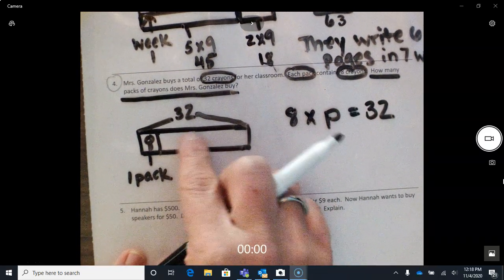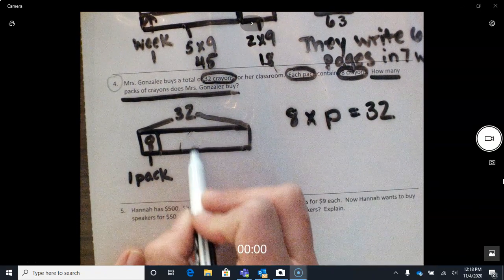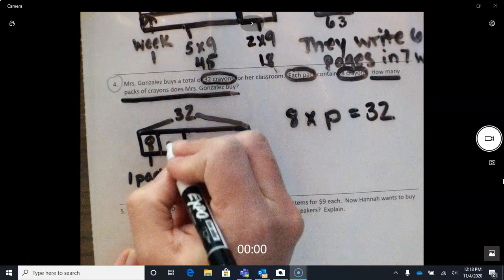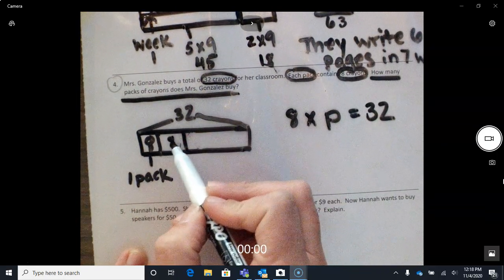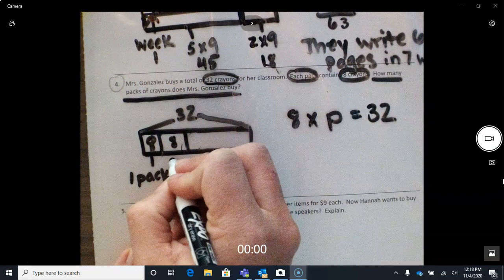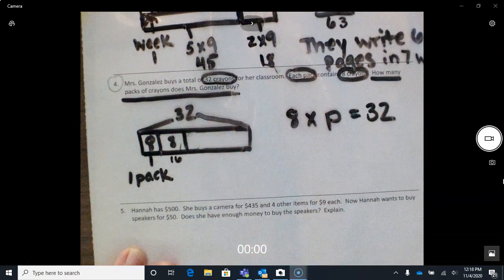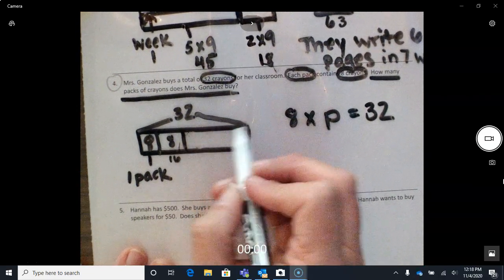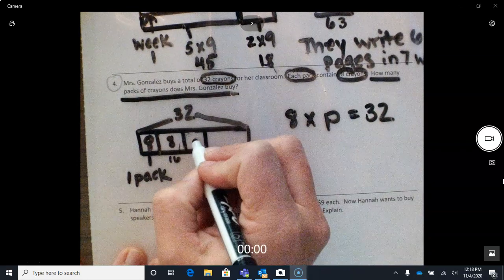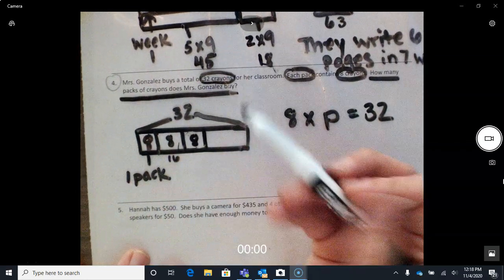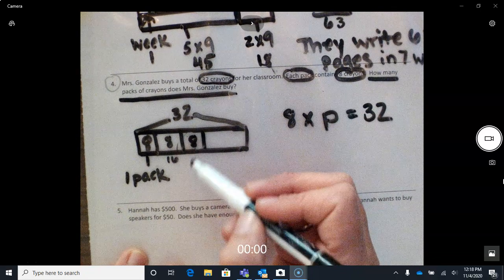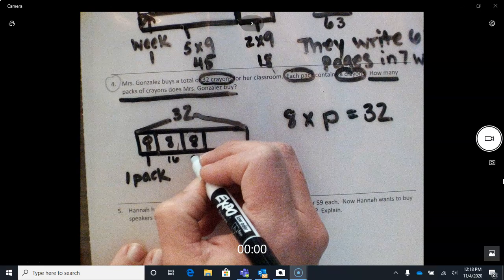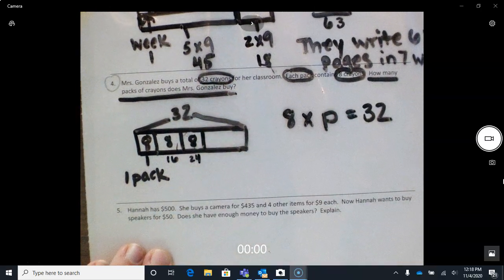So 8, and I'm going to keep partitioning and adding 8 more, and I'm going to skip count. Okay, so 8, and then another pack of 8. So let's think, what's 8 plus 8? Yep, that's 16. So I'm going to put a little 16 underneath there so I can keep track of what I'm counting. Well, my 16 still didn't give me a total of 32. So let's partition again. Another pack of 8 crayons. So now I'm going to take my total plus another 8. 16 plus 8. Yep, that's 24. So I'm going to put my 24 underneath there.